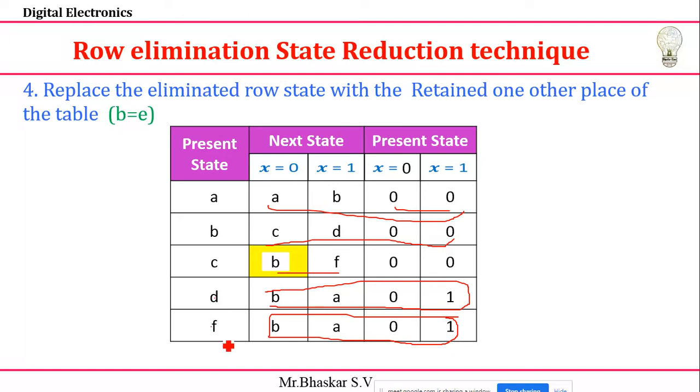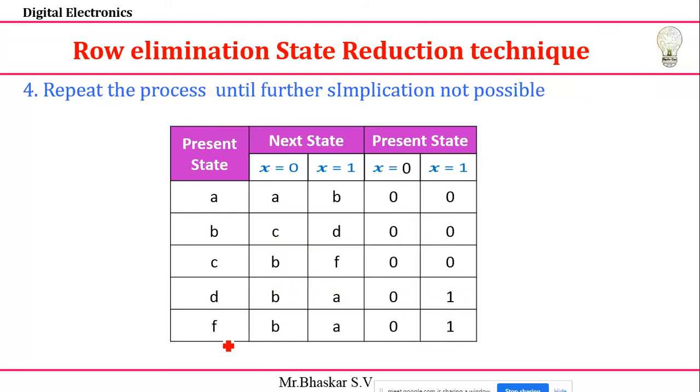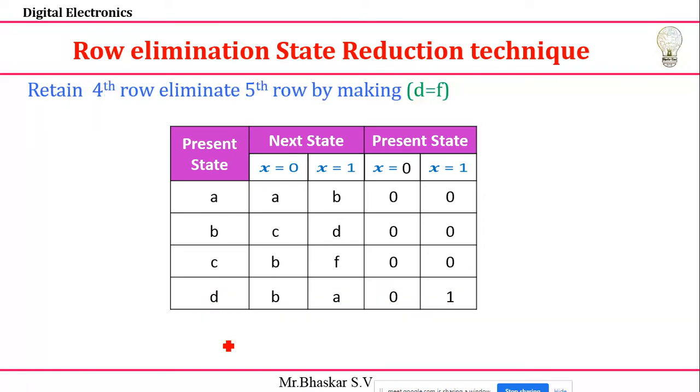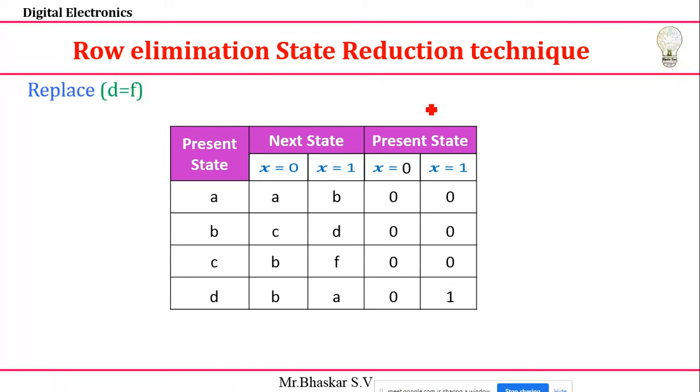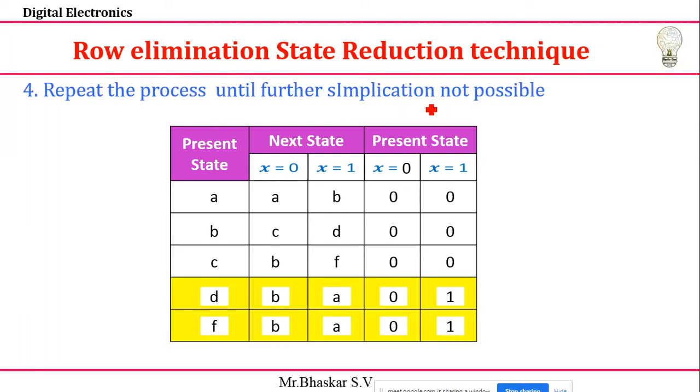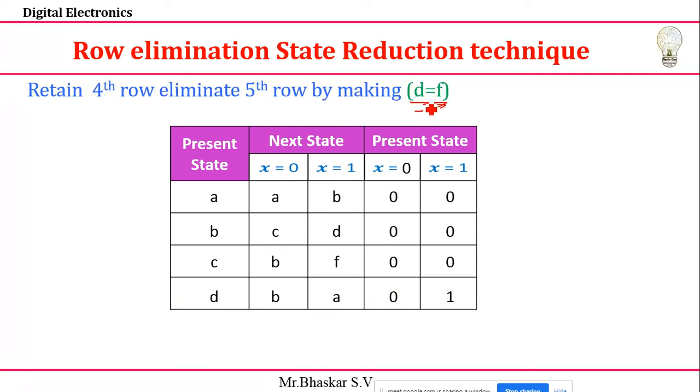Okay. So what is the next step I can do? See that D and F I'm going to identify. Here BA01, BA01 are the same. My next state and the outputs. Then I'll make D equal to F. See that D is equal to F. I'm going to eliminate my F. Here the retained state is D and the eliminated state is F. I'm going to eliminate my F.